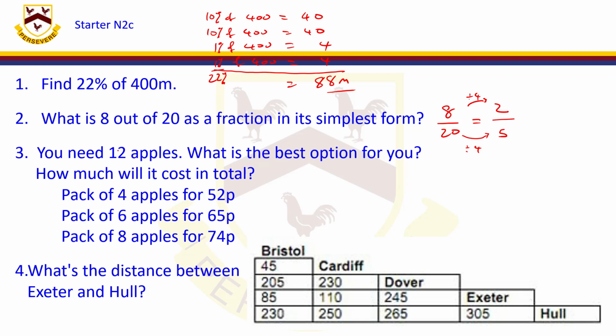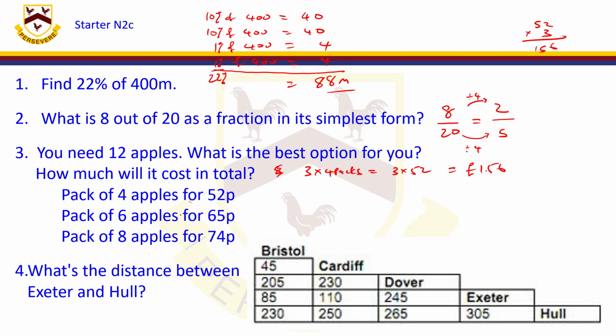You need 12 apples. What's the best option for you? Well, there are a number of ways you can get 12 apples. You can do 3 of a pack of 4, so 52 times 3. Let's write that down. 3 times 4 packs. That's going to be 3 times 52. Let's work it out here. £1.56.